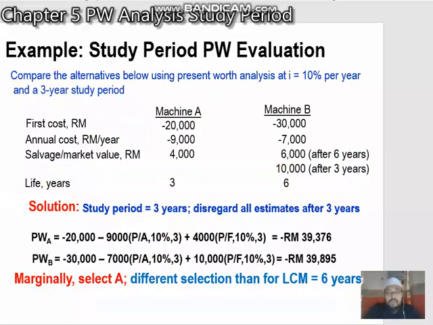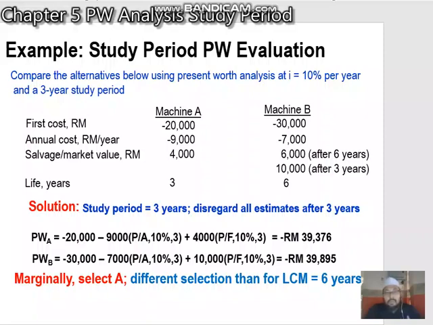The present worth value for machine A is negative 39,376, and the present worth value for machine B is negative 39,895. There is a marginal, slight difference between these two values, but it shows that the present worth value for A is a better option compared to B. So we select A if using the study period of only 3 years. So that's how we implement the study period approach.